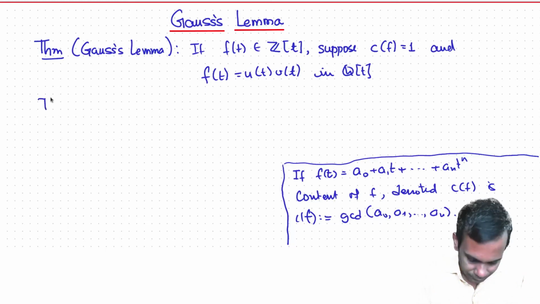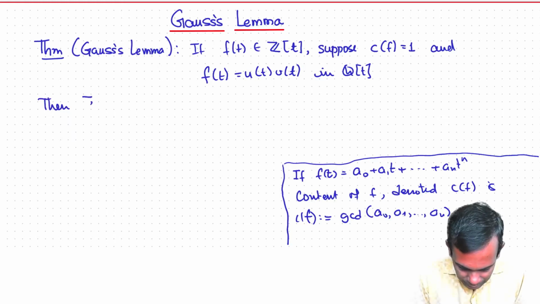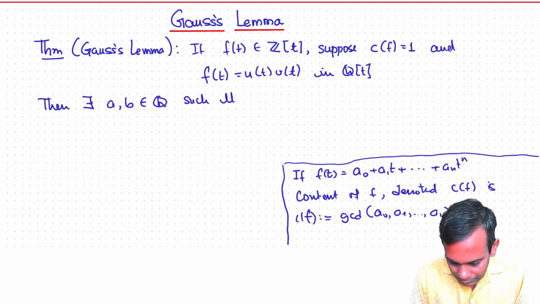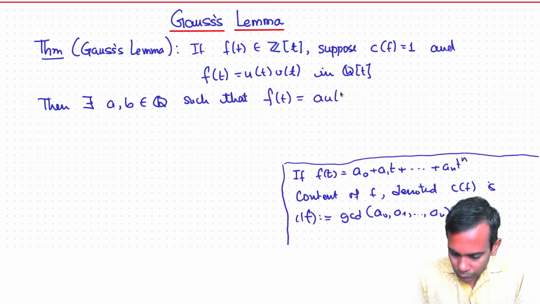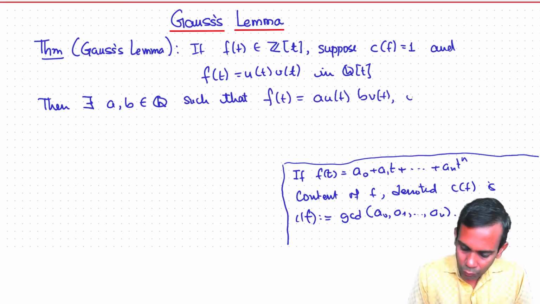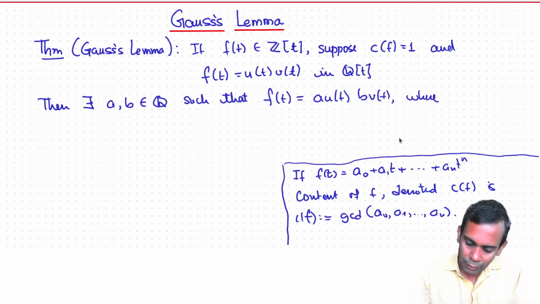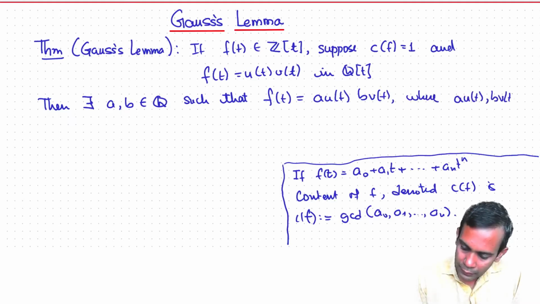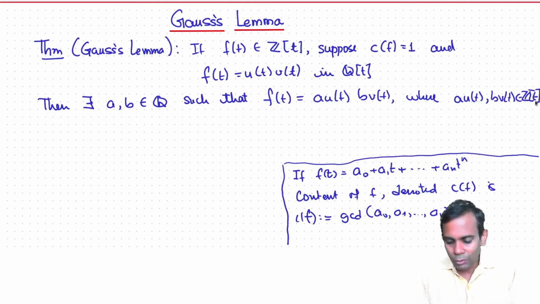Then there exist rational numbers a and b such that f(t) is equal to a u(t) times b v(t), where these scalings of the polynomials have integer coefficients. a u(t) and b v(t) belong to Z[t]. So basically what it's saying is that if you have a factorization in Q[t], then you also have a factorization in Z[t].